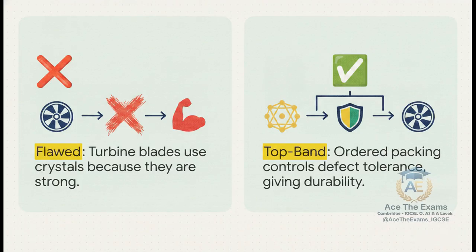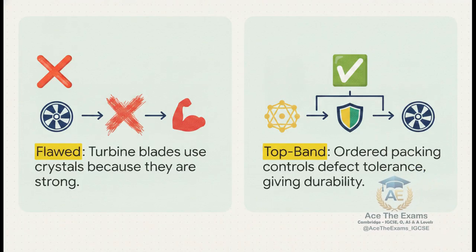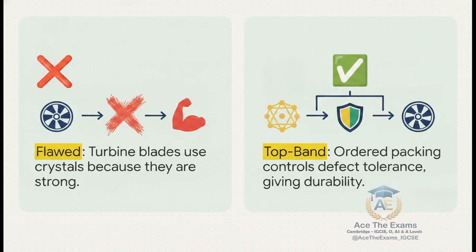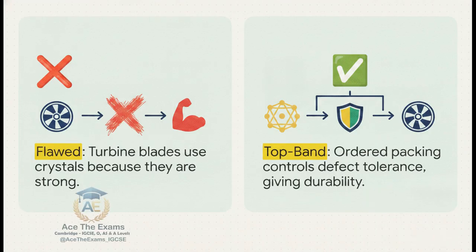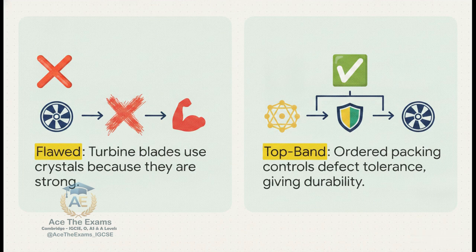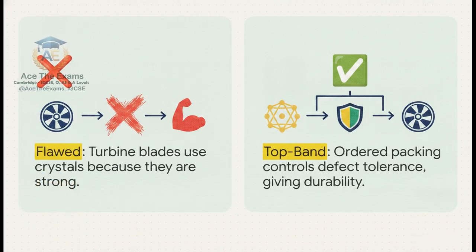Now look at the top band repair. Crystals possess ordered packing that controls defect tolerance, giving turbine blades durability. Do you see the massive difference there? It states the microscopic definition, ordered packing. It gives the mechanism and consequence, controls defect tolerance. And finally, it links it to the application, giving turbine blades durability. That is what a disciplined, high-scoring, top-band paragraph looks like.